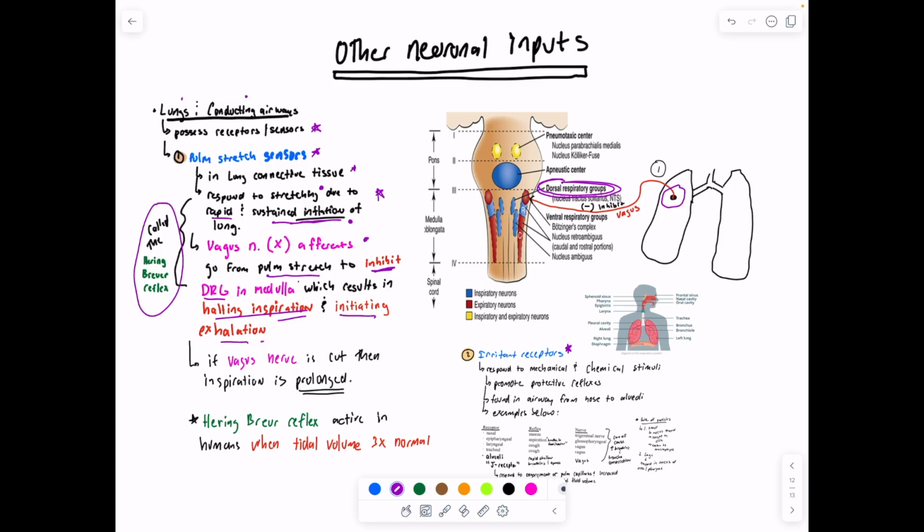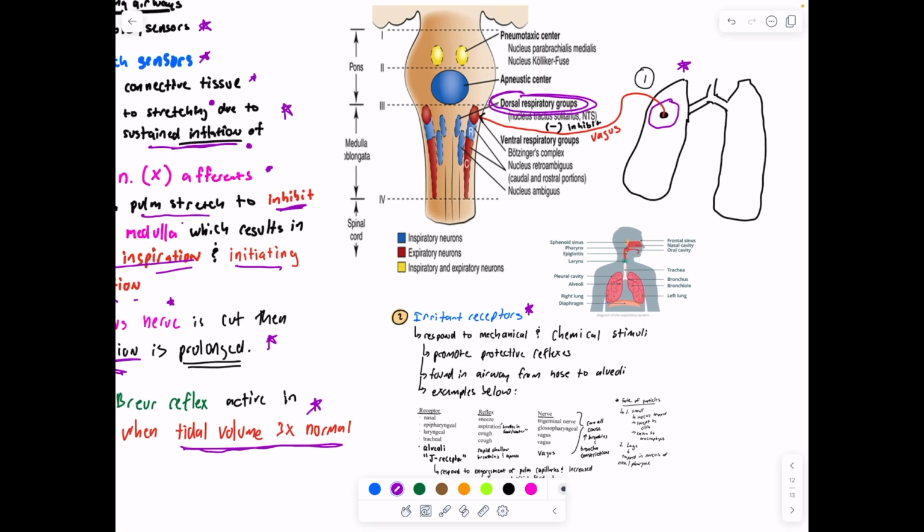Right, so we have our pulmonary stretch sensors inside of the lungs themselves. It's important to note that if the vagus nerve is cut and you don't have this reflex, breathing in will not be inhibited, it will be prolonged. Generally this reflex occurs when the tidal volume, your normal breathing in and out, is 3 times the normal volume. All right, then we have our irritant receptors.